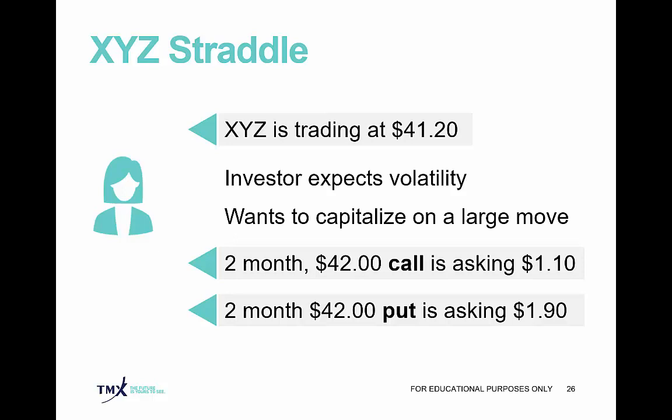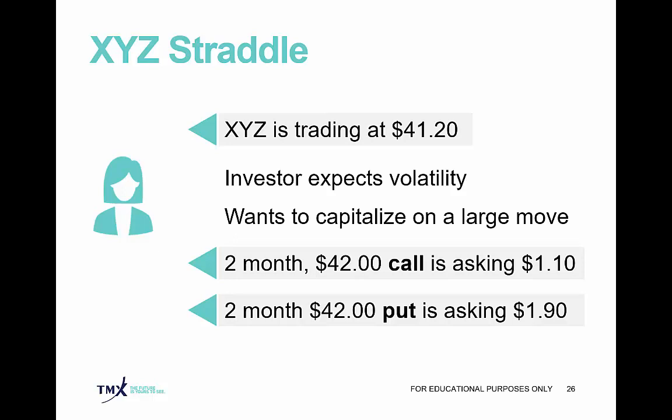And you as the investor expect that there's going to be some volatility. There's an earnings report coming up in the next month, and you recognize that implied volatility is reasonable right now comparative to historic, and you want to capitalize on the potential of a large move. So you can go out and look at a 2-month 42 strike call option, and that's asking $1.10. You can then look at the 2-month 42 strike put option, and that's asking $1.90.